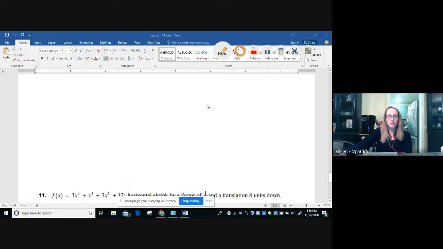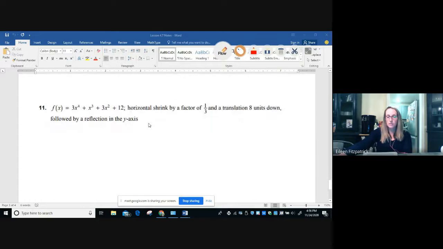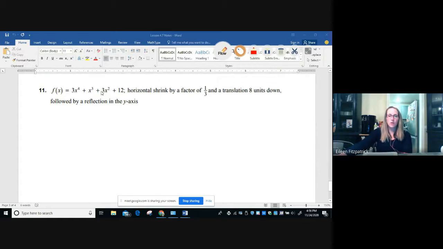So just like this one, take it step by step. Do one transformation at a time, okay? Because they're written in a specific order on purpose. So first it says a horizontal shrink. So horizontal, I know it's a reciprocal. I know it's inside the parentheses with the x. So horizontal shrink by a factor of 3. And a translation 8 units down, okay? So let's do the horizontal shrink by a factor of 3 first.